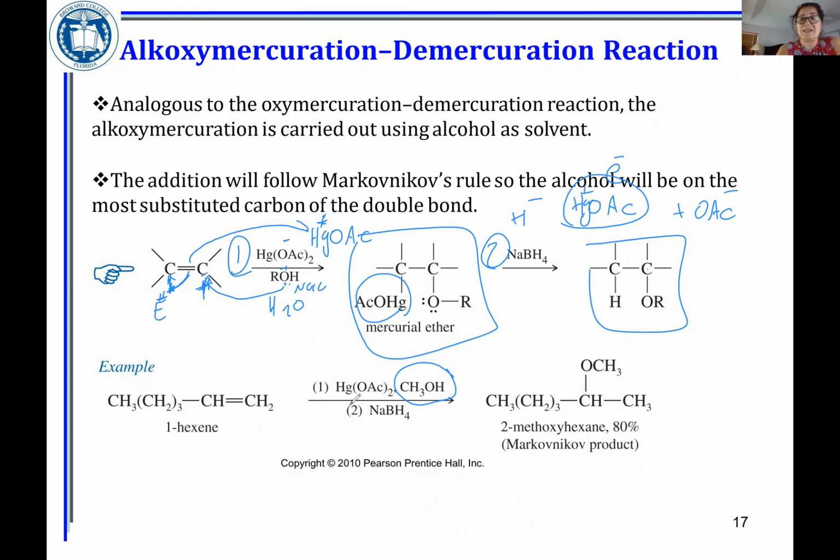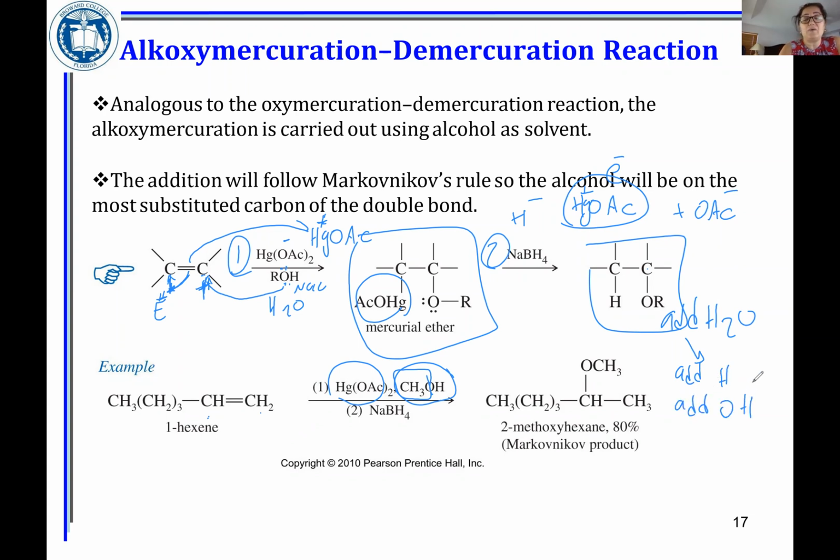Any time you do oxymercuration, demercuration or alkoxymercuration-demercuration, the product is going to be the Markovnikov product. And what does Markovnikov product mean? It means that the carbon with the more hydrogens is going to gain the hydrogen. The other carbon is going to gain the rest of the molecule. So it's basically addition of alcohol. And what is addition of alcohol? Addition of alcohol, just like addition of water, I always say these are very simple things. When you say add H2O, it means add H and add OH, okay?